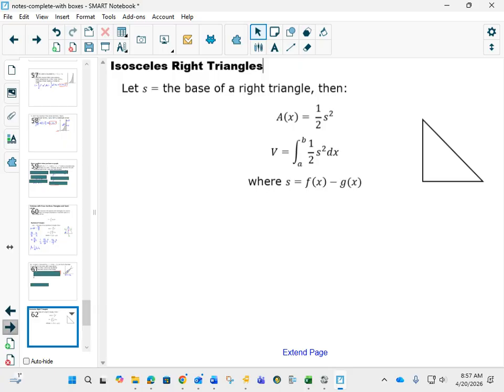These are super easy. Because if it's an isosceles right angle triangle, you know that there's a 90-degree angle here. This side S is also represented there by that side S. So the area is 1/2 base times height, which just becomes 1/2 S squared.